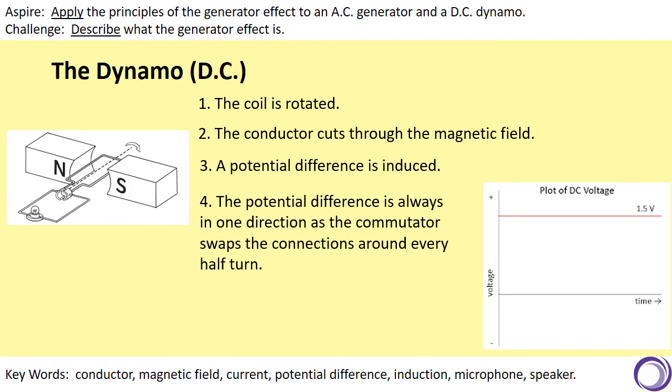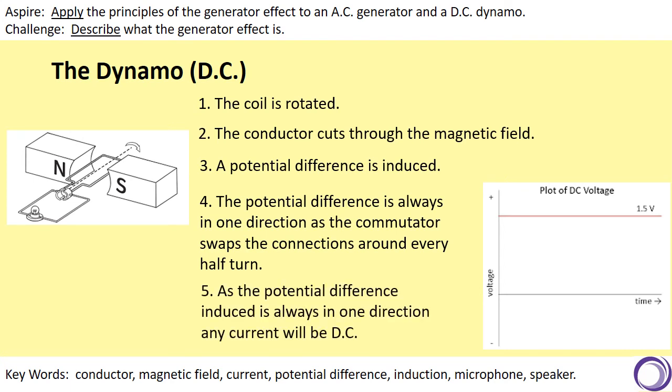So this would give us a direct current if it was in a circuit. So the current will always be flowing one way around. The graph of DC looks like the one that you've got there. Straight line, it's just staying at one particular voltage. It's not going up or down as time goes on.